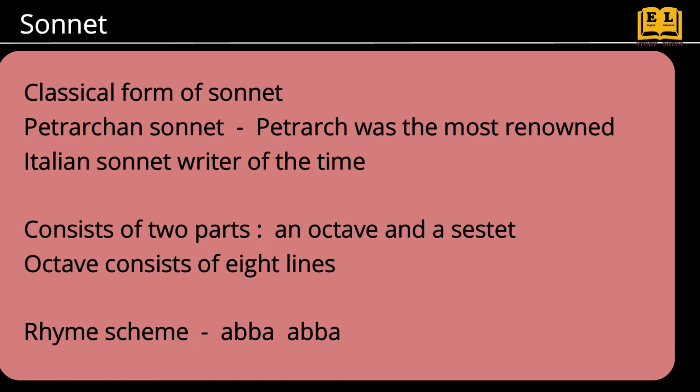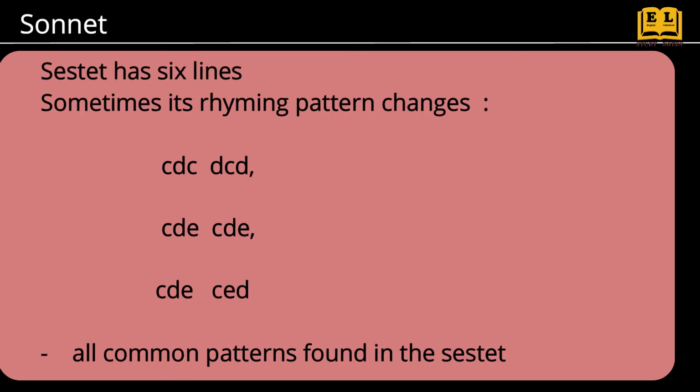Italian sonnet consists of two parts, an octave and a sestet. The octave consists of 8 lines. It always has an ABBA rhyme scheme. The sestet has 6 lines and sometimes its rhyming pattern changes. CDC, DCD, CDE, CDE and CDE, CED are all common patterns found in the sestet.